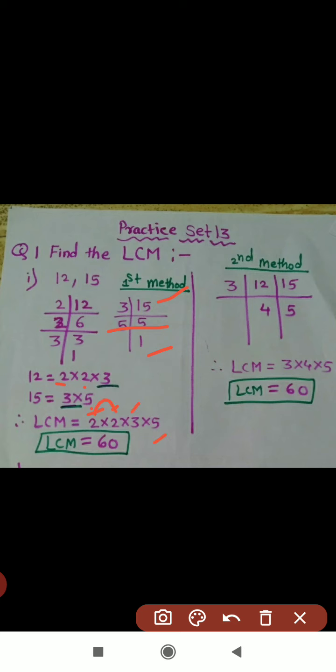What is the answer? 2 into 2, 4. 4 3s are 12. 12 5s are 60. What is the answer? So the LCM of 12 and 15 is 60 only.